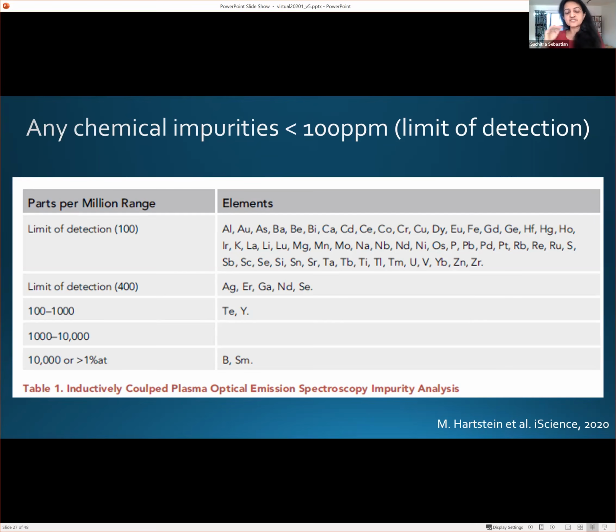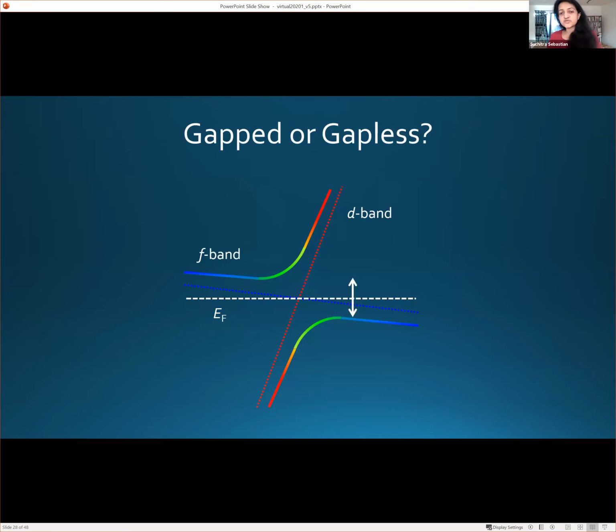And you can see that other than samarium and boron, there are no extraneous elements above the limit of detection, except a few trivial elements around 100 ppm. So we've ruled out extrinsic impurities as a possible source of these oscillations. The next question is, do they need in-gap states to give these oscillations, or could it just arise from a gapped system where the electrons are just tunneling across the gap, as has been suggested by several groups?